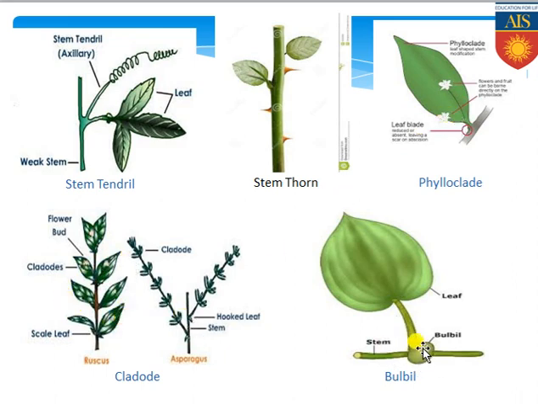And here you can see the modified version of the floral bud, which is modified due to the storage of food, and this is commonly known as bulbil. This is found in agave, and you can see the figure. So whatever we have studied regarding the special modifications of the stem, these are the figures from where we can understand them properly.